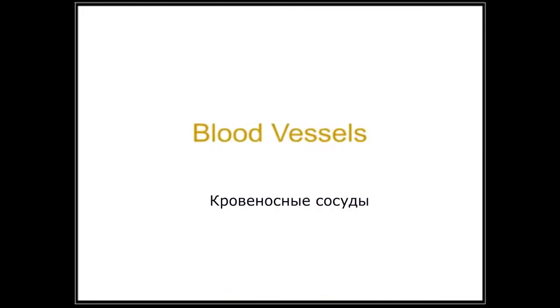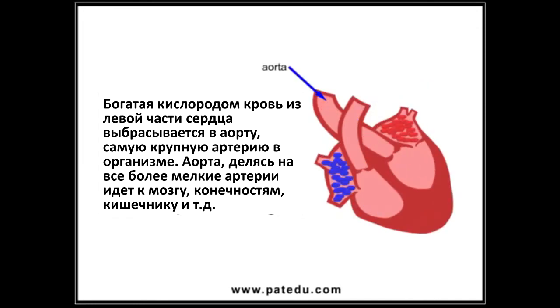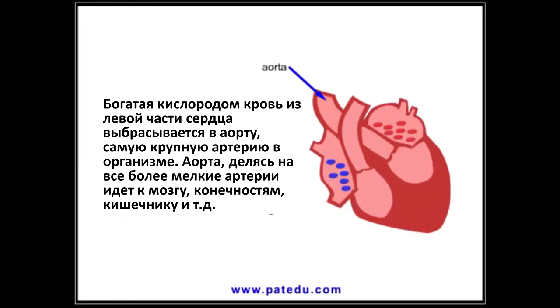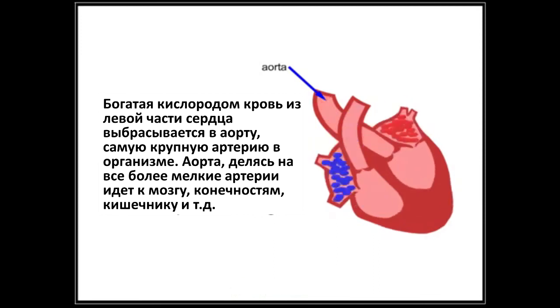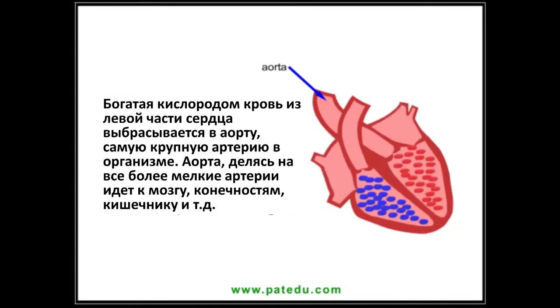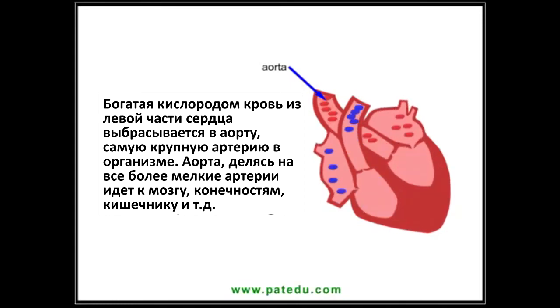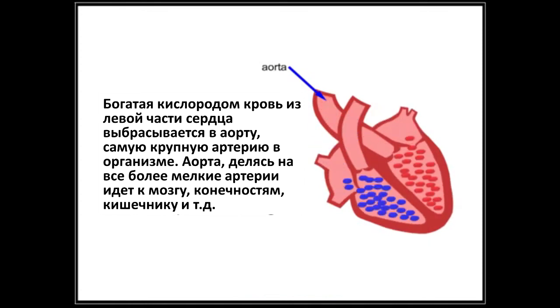Blood vessels. Blood vessels are tube-like structures that carry blood through the body. The blood vessels of the body together are called the vascular system. Blood rich in oxygen leaves the left part of the heart and enters the aorta, the biggest artery of the body. The aorta divides into smaller arteries that go to the brain, arms, intestines, pelvis, and legs.